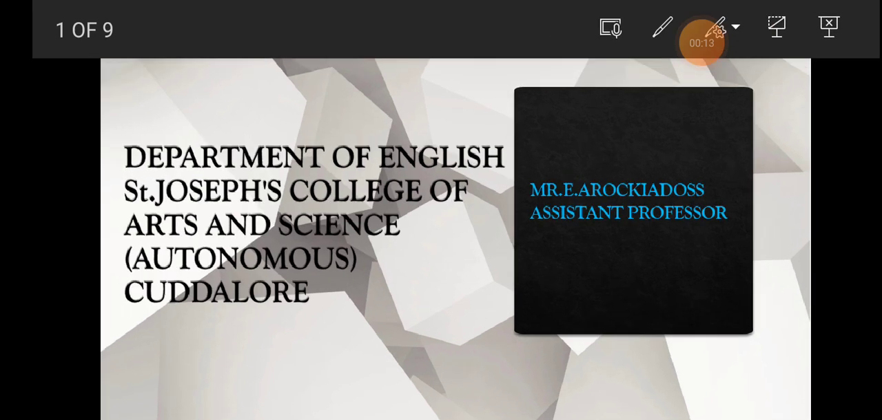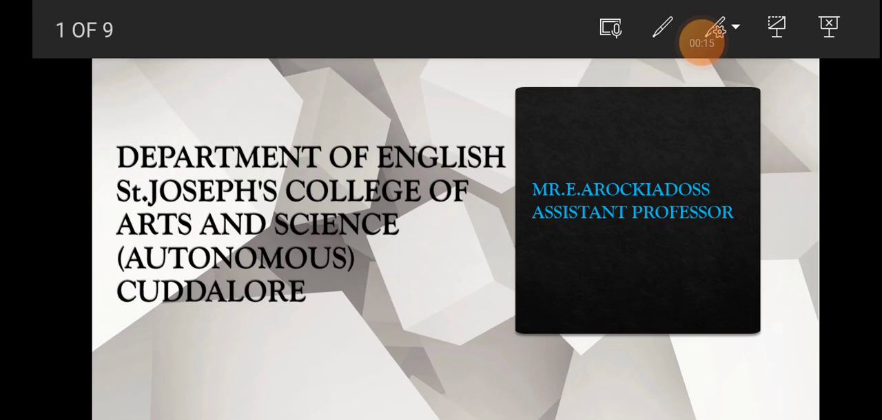Today we are going to learn about the topic tolerance. This topic was written by E.M. Forster, Edward Morgan Forster, a well-known 20th century novelist and critic. From among his several novels, A Passage to India, this topic was written in the year 1924.